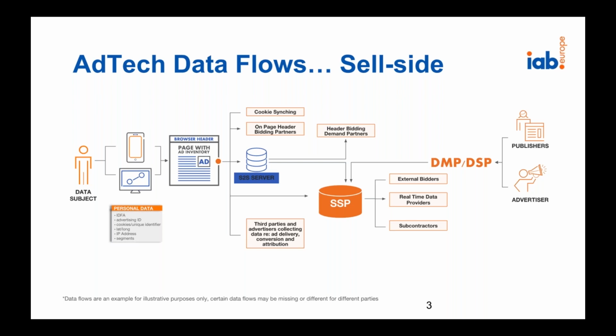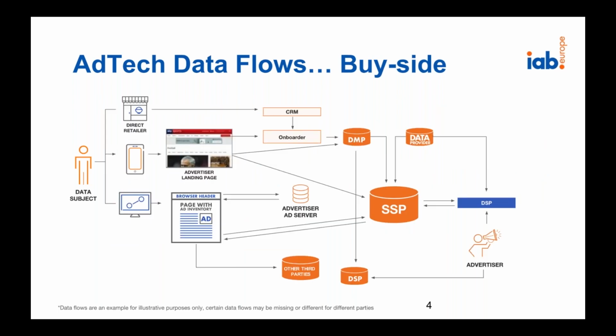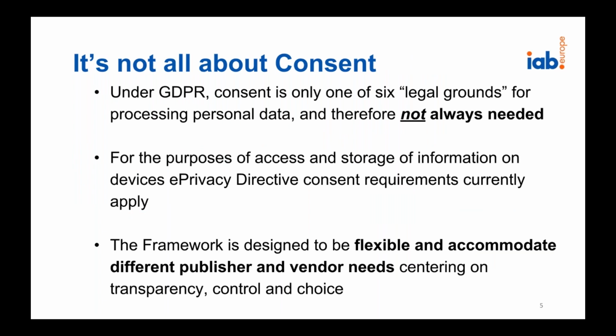So this slide is meant to show that we are a complex ecosystem with many different players in it on both the sell side and the buy side. And there are various different data flows, and together we must figure out a way to work together in order to make sure we can provide the right disclosures and offer data subjects, so that's the user, the correct control, be it through a right to object, be it through consent, or other data subject rights. It's really important, because of all of these various actors, that we work very closely together. And in order to work together, we do need the standard that we are going to present today.